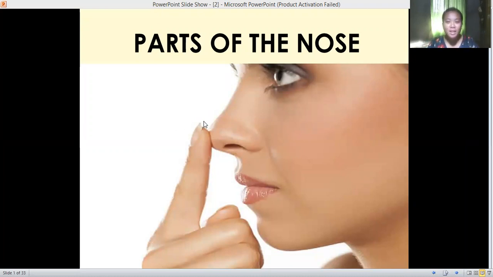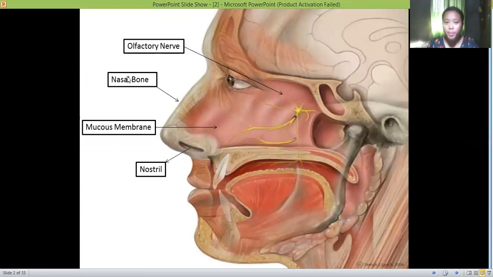So this one, it's our science class, and we're gonna be learning the parts of the nose. Okay, so parts of the nose, there are four parts. We have olfactory nerve, nasal bone, mucous membrane, and nostril. Again, let's read together. Olfactory nerve, nasal bone, mucous membrane, and nostril.